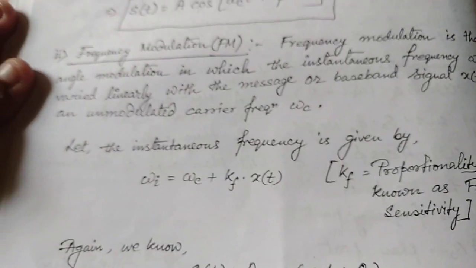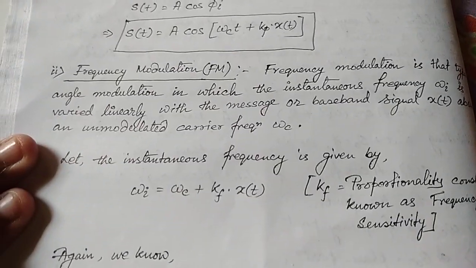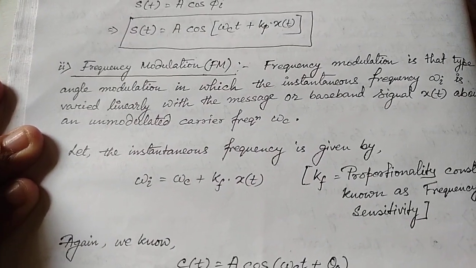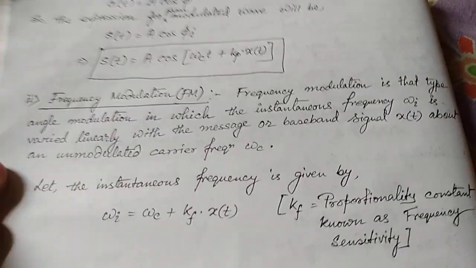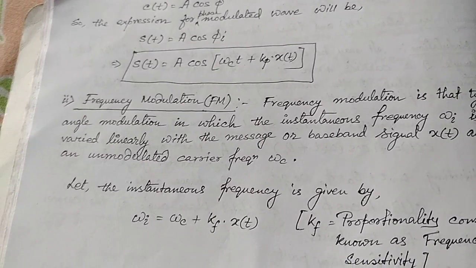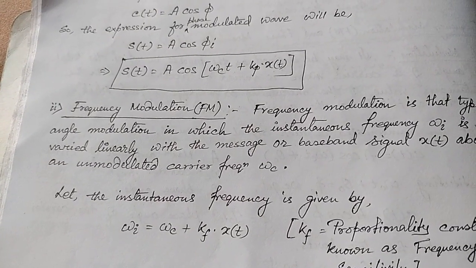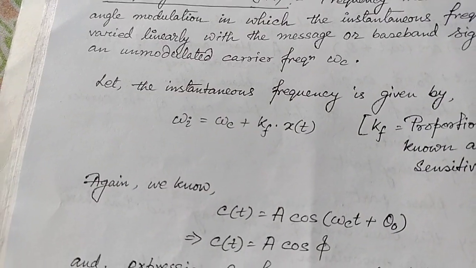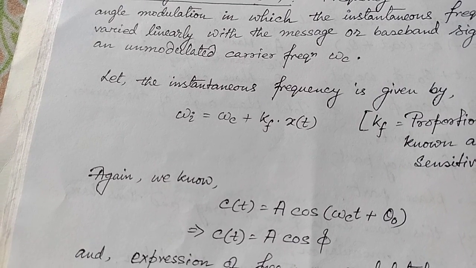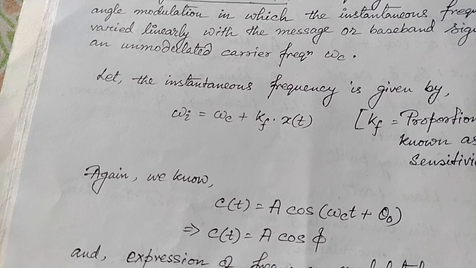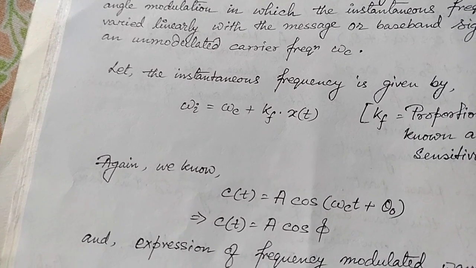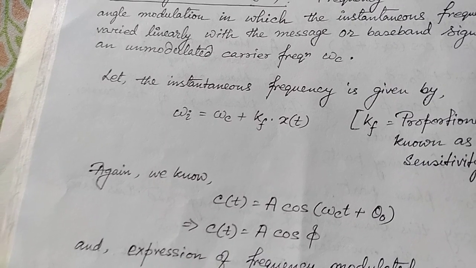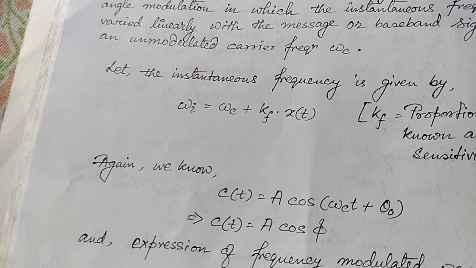Now just the introduction of frequency modulation, where I am varying the frequency of the unmodulated carrier wave, where we need to keep the phase and the amplitude of that carrier constant. So in that case, the instantaneous frequency is omega_i equals omega_c plus k_f x(t), where k_f is the frequency sensitivity and it is multiplied with the message signal. So according to the value of the message signal, my instantaneous frequency will change.